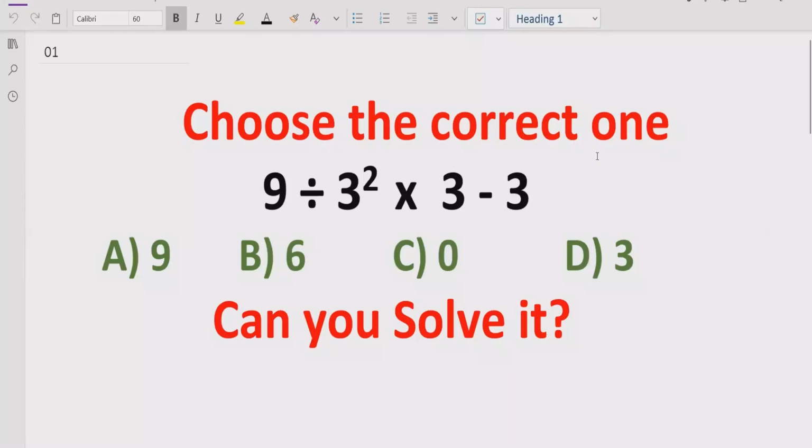Today we will solve another quiz which is related to arithmetic expression. It is very simple quiz. We have to solve this quiz using PEMDAS and BODMAS method and get the correct result. So here we have in the answer list four answers. A is 9, B is 6, C is 0 and D is 3. So we will solve it and find out which answer is correct.